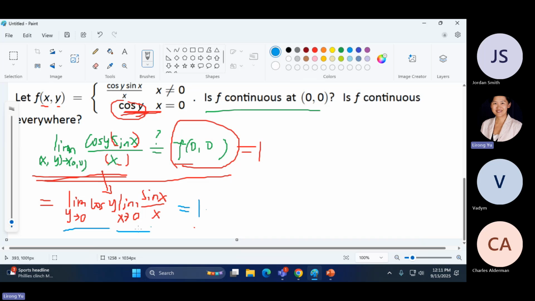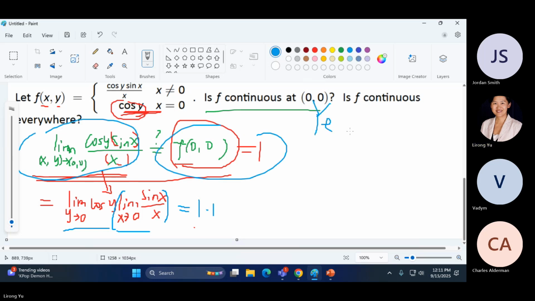Now, sin x over x if x approaches 0. I don't know if you remember, what's that limit? It's a special limit. Do you know? It equals 1, right? Sin x over x when x approaches 0 is 1. So this is basically 1 times 1. So the limit equals 1, and the function equals 1. So yes, the limit value at (0, 0) equals the function value at (0, 0). So the function is continuous at (0, 0).